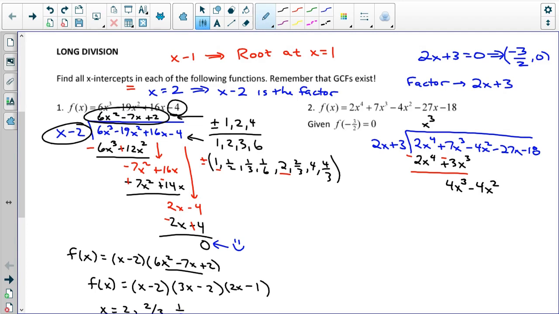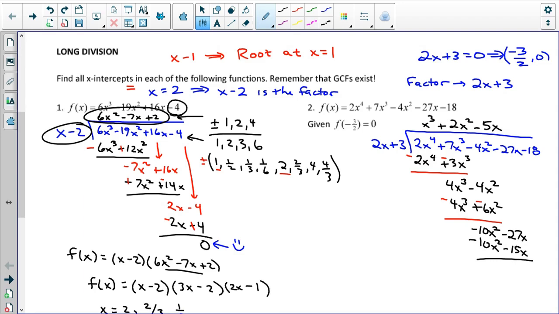a minus 4x squared. I need 2x squared to multiply by 2x to get 4x cubed. And then this becomes plus 6x squared. In order to subtract, I change the signs, and this becomes negative 10x squared. I pull down a 27x. Notice that I need to multiply by negative 5x, because negative 5x times 2x gives me negative 10x squared, and then I get minus 15x.